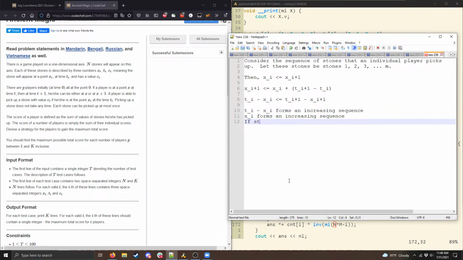if stones 1 through m can all be claimed by a single player. And we can prove that these conditions are sufficient for a sequence of stones to be claimed. And so what that tells us is that we can transform t into t minus x, and both of these values need to be increasing.